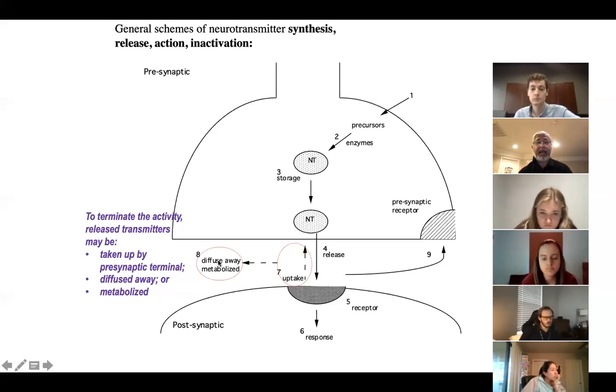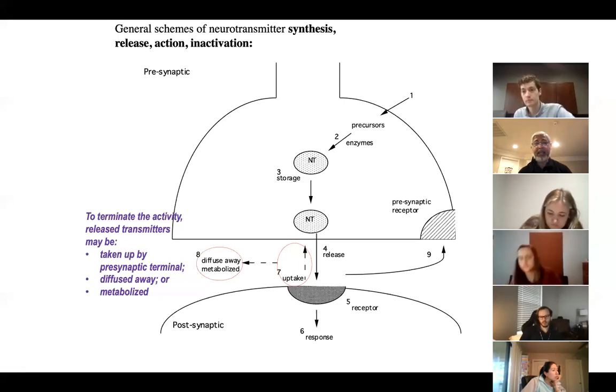Another thing that can happen is that some of the neurotransmitters released in the synaptic cleft, instead of being reuptaken, will diffuse away from the area so that they will not work anymore, or some of them will be metabolized by enzymes. Like acetylcholine that was released here: if you reuptake some of it, there is also a specific enzyme called cholinesterase that can metabolize this neurotransmitter.